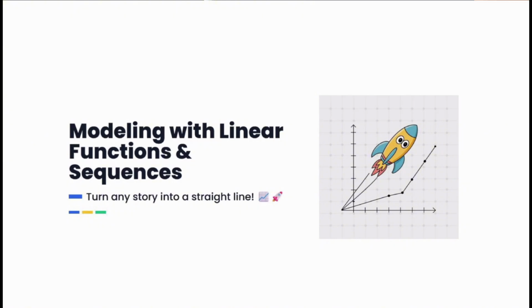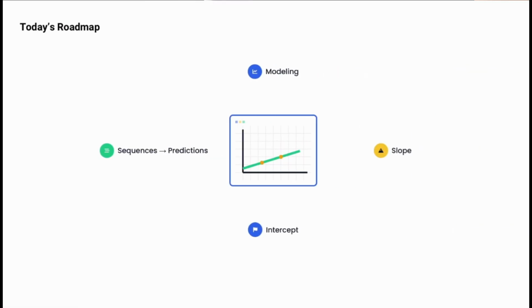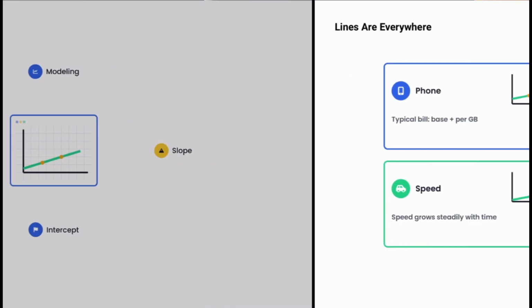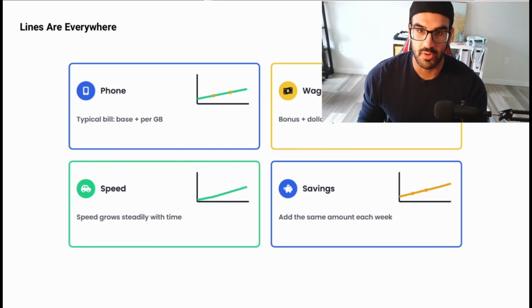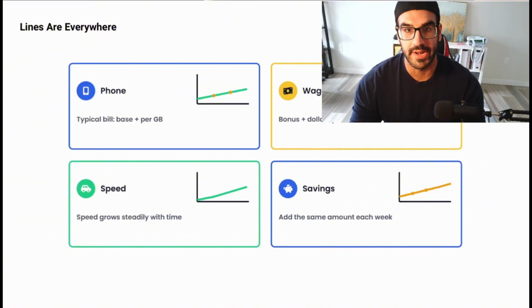So today we are going to do modeling with linear functions and sequences. We are going to talk about modeling, slope, intercept, and sequences, which is going to be about prediction itself. So let's talk about examples at the beginning because that is an important part. After that, we will talk about the concept that we had before.